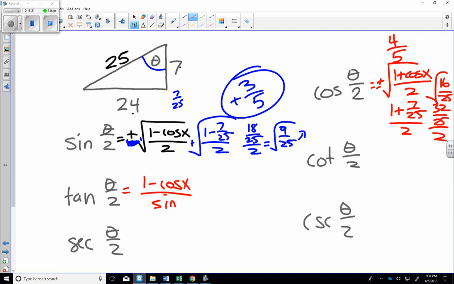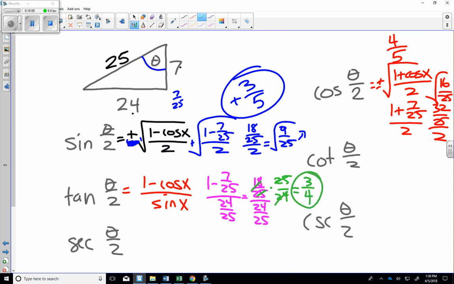And then for tangent of theta over 2, I'm going to go with 1 minus cosine of x over sine of x, so I only have one thing in the denominator. That's going to be 1 minus 7/25 over 24/25, which is 18 over 25 over 24/25. So multiply by the reciprocal, 25/24, and the 25s divide out, and 6 goes into 18 and 24, so that would be 3/4.